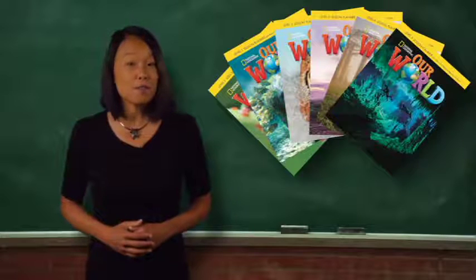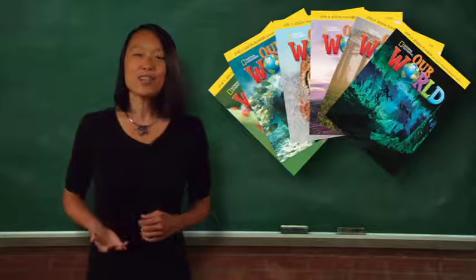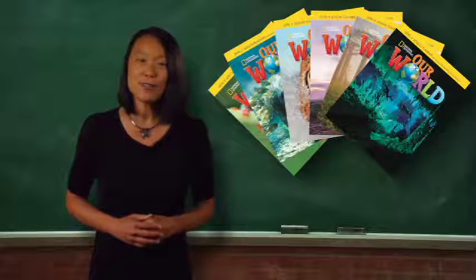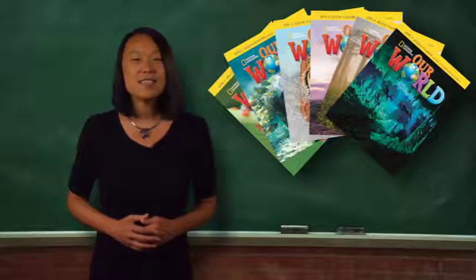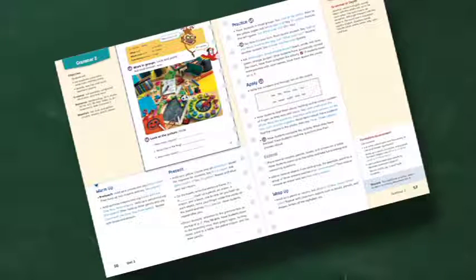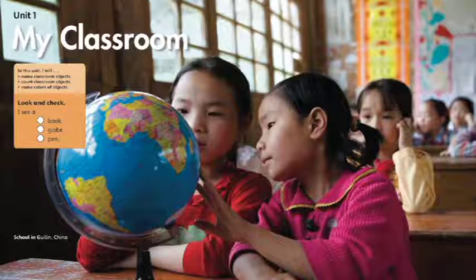The Our World Lesson Planner has done this work for you. It includes suggestions for formative assessment to help you monitor your students' progress in achieving the lesson objectives. These suggestions show up in two places. First, the lesson planner has a section called Formative Assessment at the end of each lesson. Here is one for the unit called My Classroom.